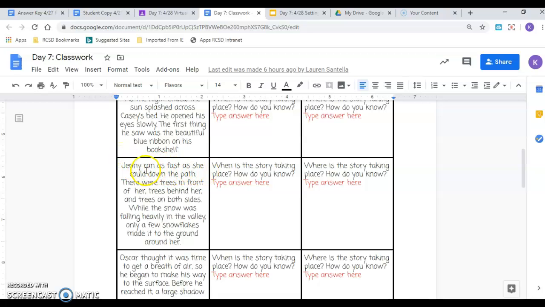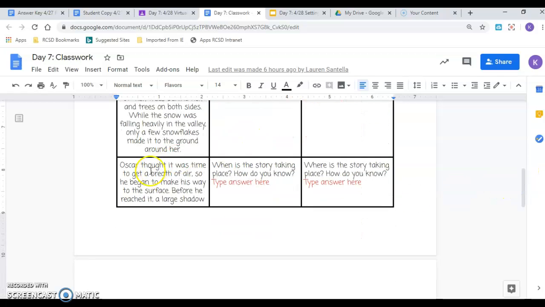Next one. Jenny ran as fast as she could down the path. There were trees in front of her, trees behind her, and trees on both sides. While the snow was falling heavily in the valley, only a few snowflakes made it to the ground around her. Okay, when? What time of day? And then, what time of year? And then where is the story taking place? Where is Jenny?